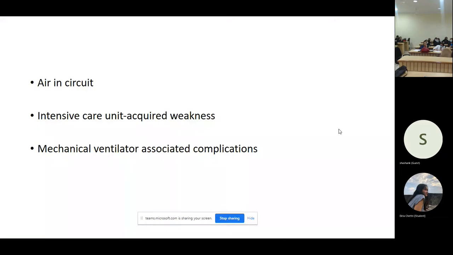Both, I guess. Okay. So I will just recall very small things which are important in ICU acquired weakness. It is also known as critical illness polyneuropathy, critical illness myopathy and critical illness neuromyopathy. So if a patient is on ECMO, what are the risk factors which may lead to this ICU acquired weakness?